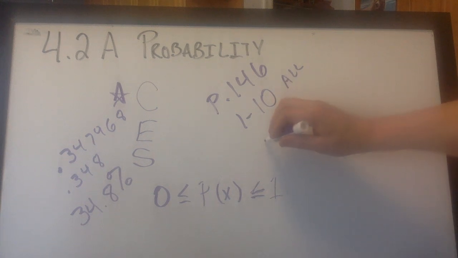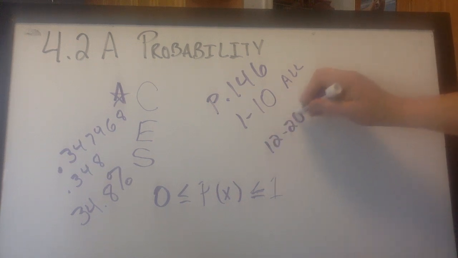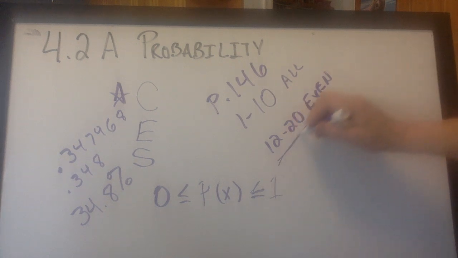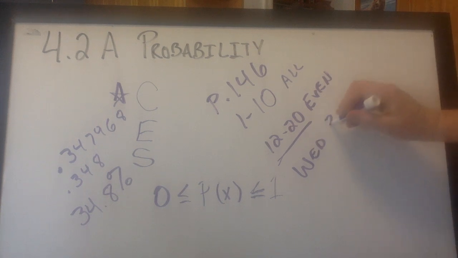And then 12 through 20, do the evens. That way you don't have to do all of them. 12 through 20 and stop right there. So this is due Wednesday at 3 o'clock. Wednesday at 3 o'clock, okay?